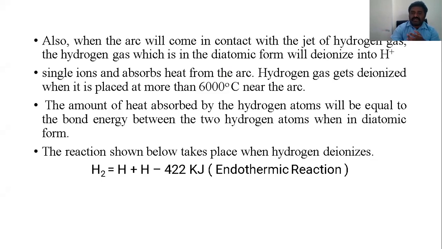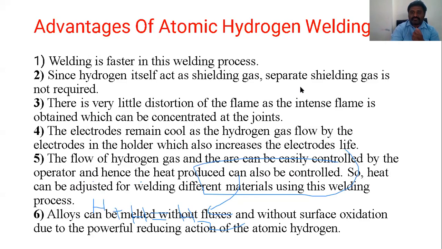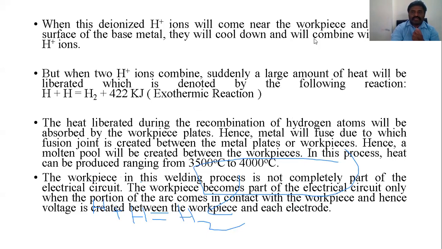The reaction that takes place is H2 dissociating into H plus H, with a value of minus 422 kilojoules, an endothermic reaction. The other one is H plus H going to H2, which is exothermic, with plus 422 kilojoules.